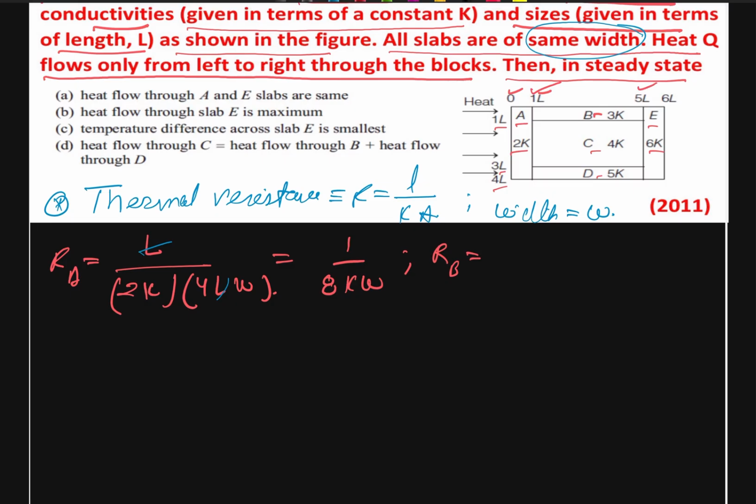Similarly, we can write for our B. B starts from 1L and goes to 5L, so we get this as 4L, and its constant is given as 3K, and the area, they are basically all rectangular pieces, so it will be length multiplied by width. Width is our constant, and this comes as L multiplied by W. Here also length and length cancel out, so this comes as 4 upon 3KW.